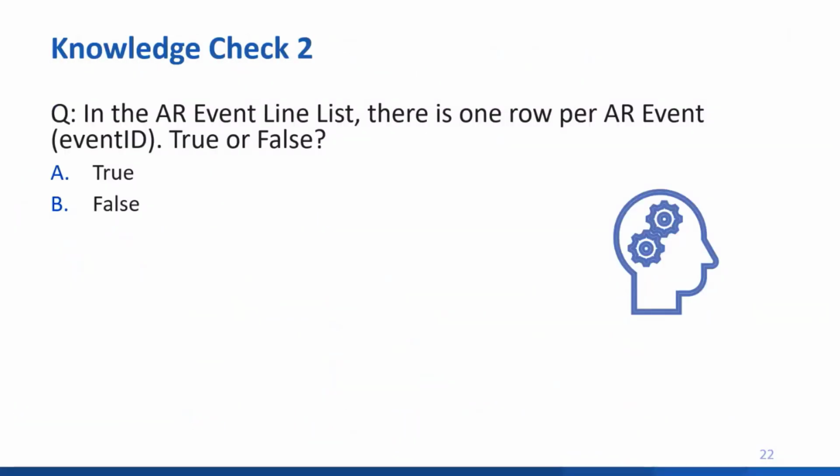So here's our next knowledge check. The question is, in the AR event line list, there is one row per AR event or event ID. Is that true or false?